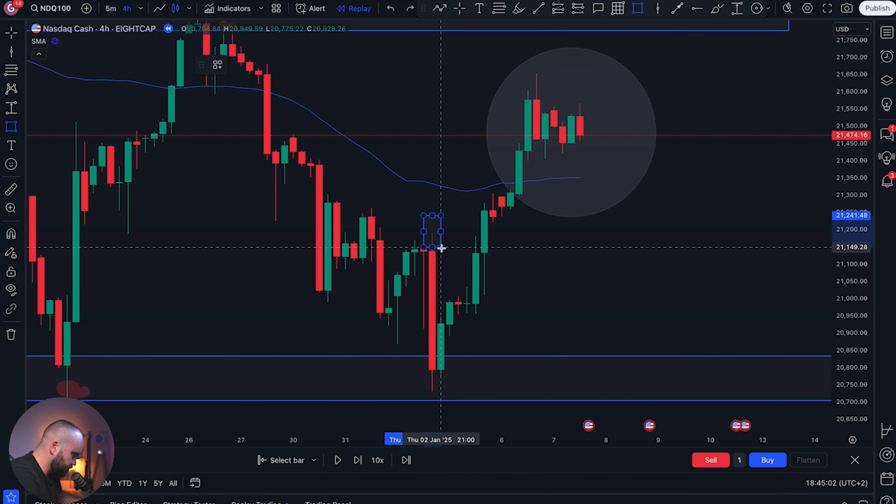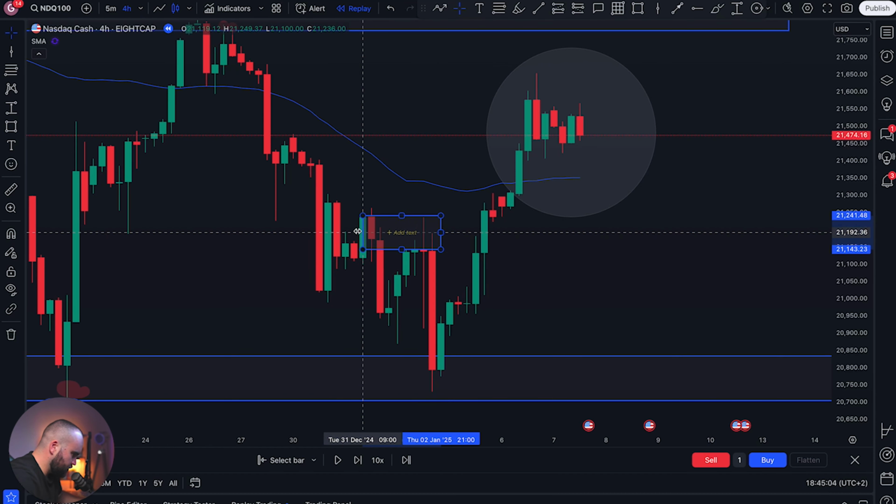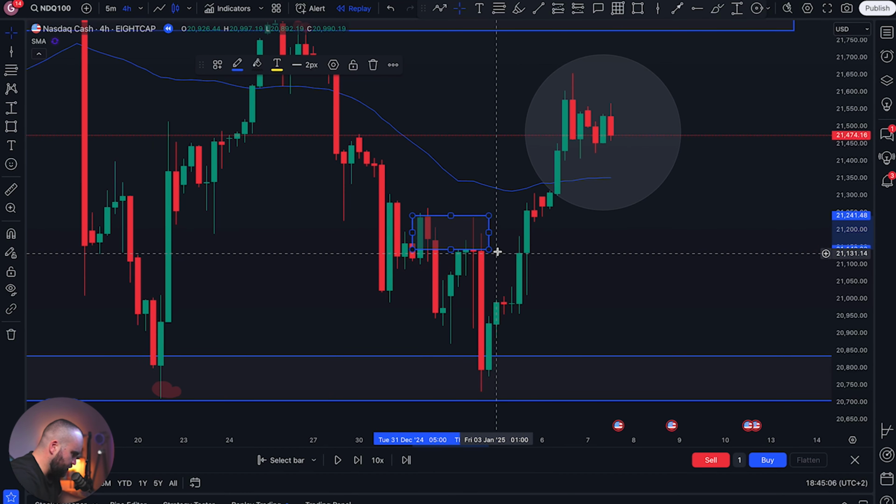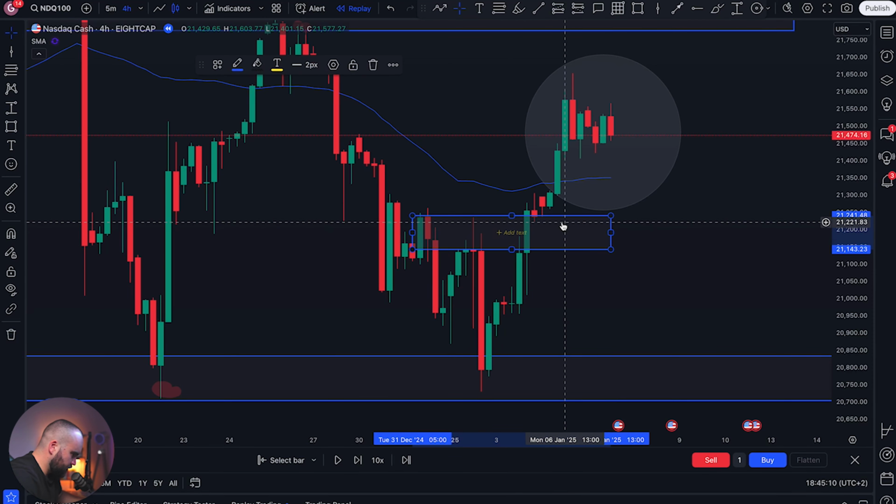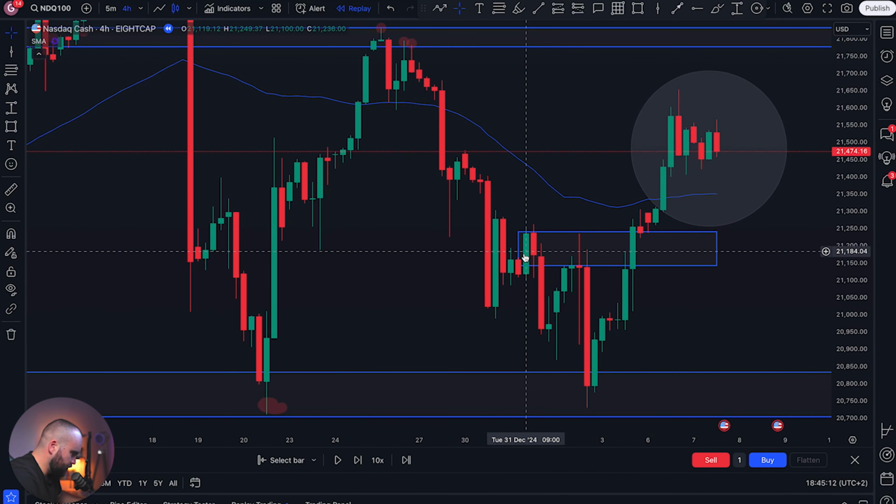Okay, and I'm going to go to the highest point of that V shape and draw a box from the top of the wick to the body of the candle. I'm going to pull it across. You can also see the wick here react. The wicks react here as well.